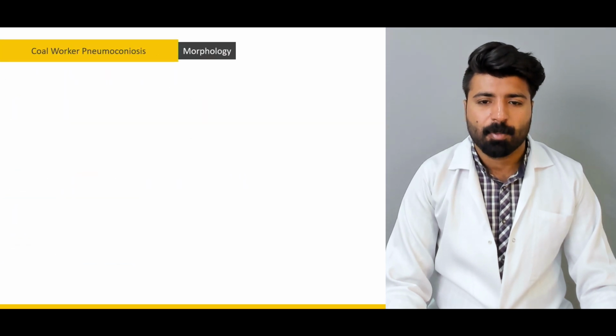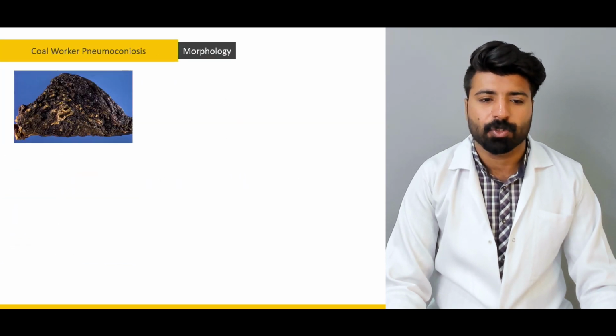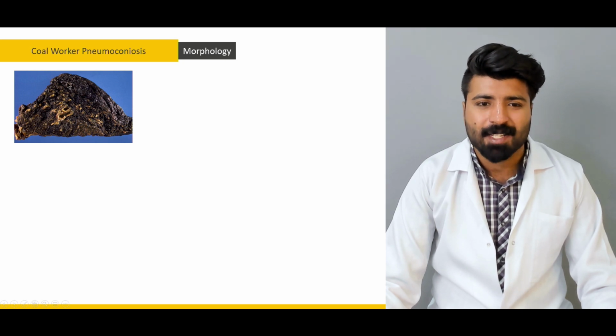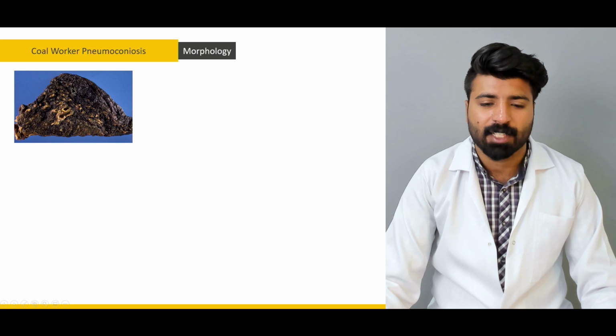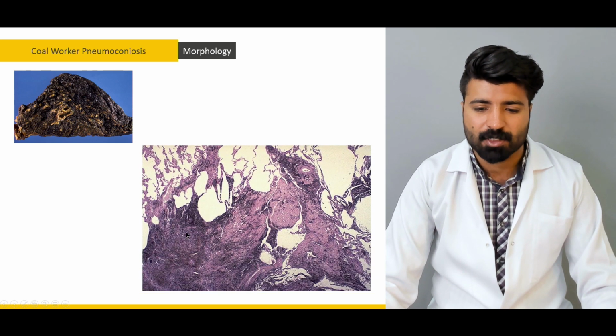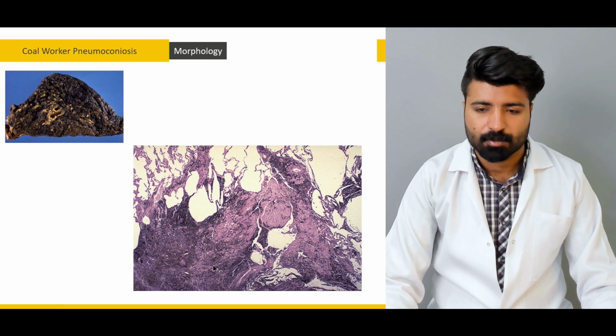Now let's talk about the morphology of coal worker pneumoconiosis. As you can see, it's a black lung disease. It will lead to this kind of structure afterwards. It will be all black because of that massive amount of accumulation of coal inside the lung. As you can see, a massive amount of coal is here, a massive amount of accumulation happened in here. That's why it's called black lung disease.